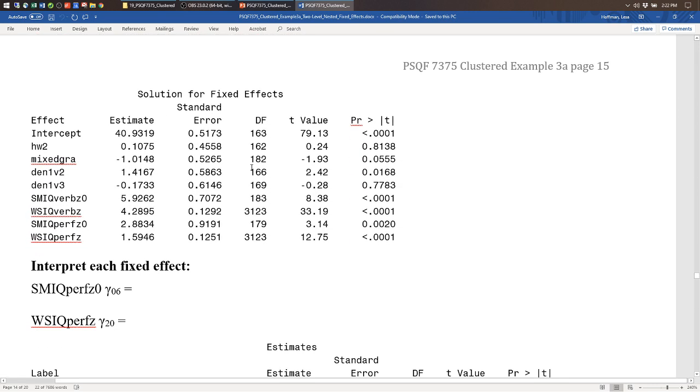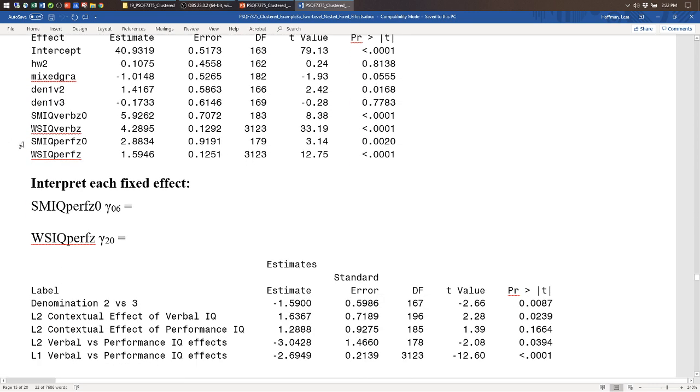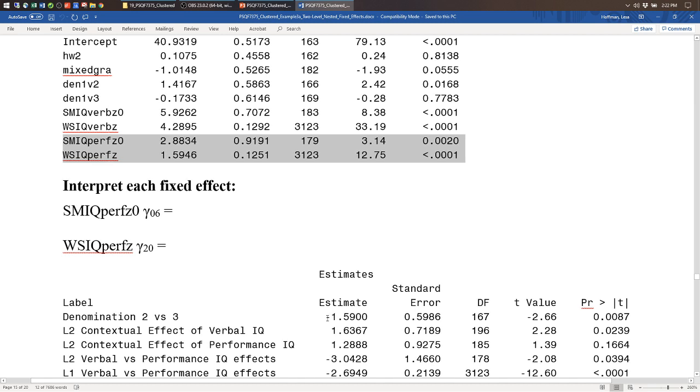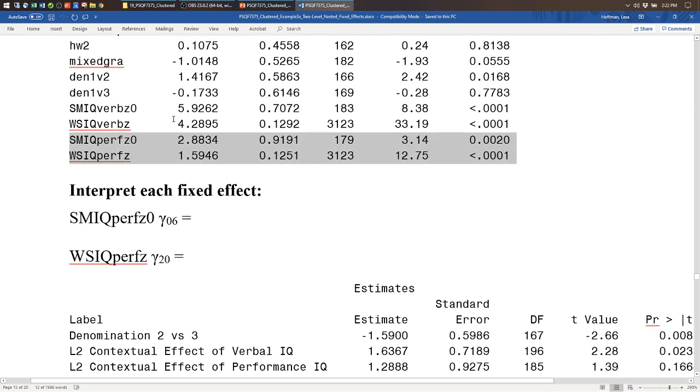So survey says, here's my 2 new fixed effects. School mean performance IQ, is that a level 2 fixed effect or level 1? School mean performance IQ. It's 2. Yes, so fixed effects can be at either level.